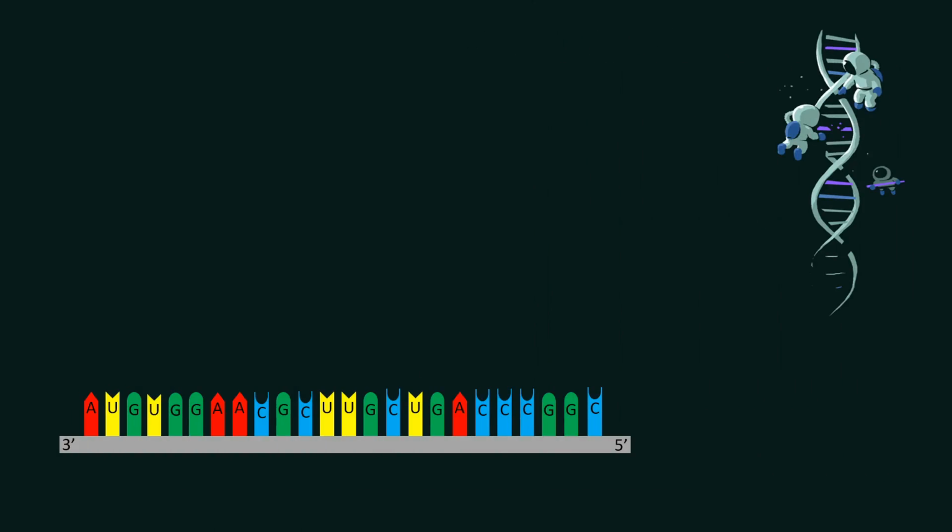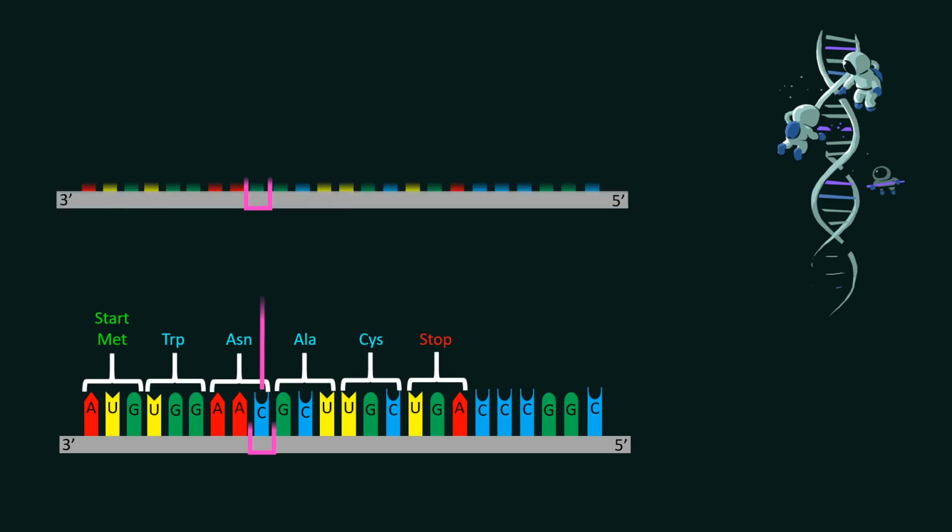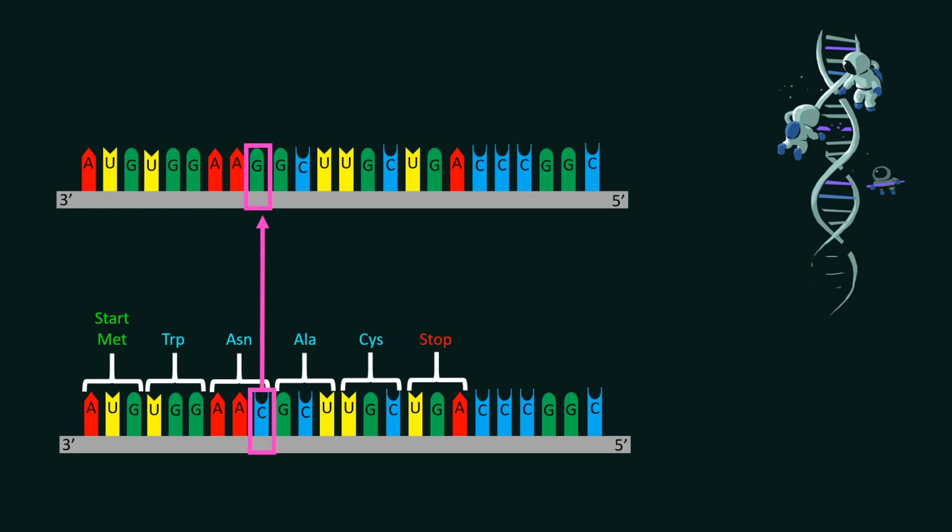Now look at the strand of mRNA. This will be our non-mutated strand. It translates into Met-Trp-Asn-Ala-Cys-Stop codon. Now then, what would happen if this C mutated into G, a transversion mutation?